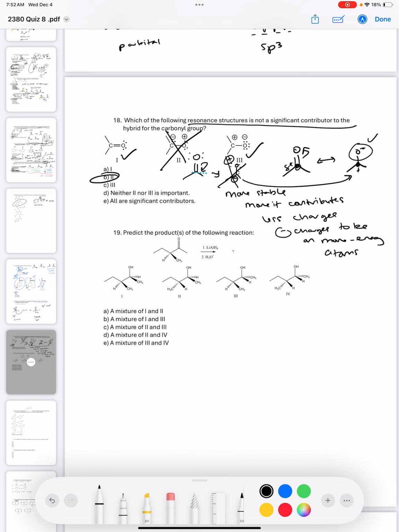Okay. Next question, if we have this ketone with LAH, what happens? So H- will come and attack and kick up.